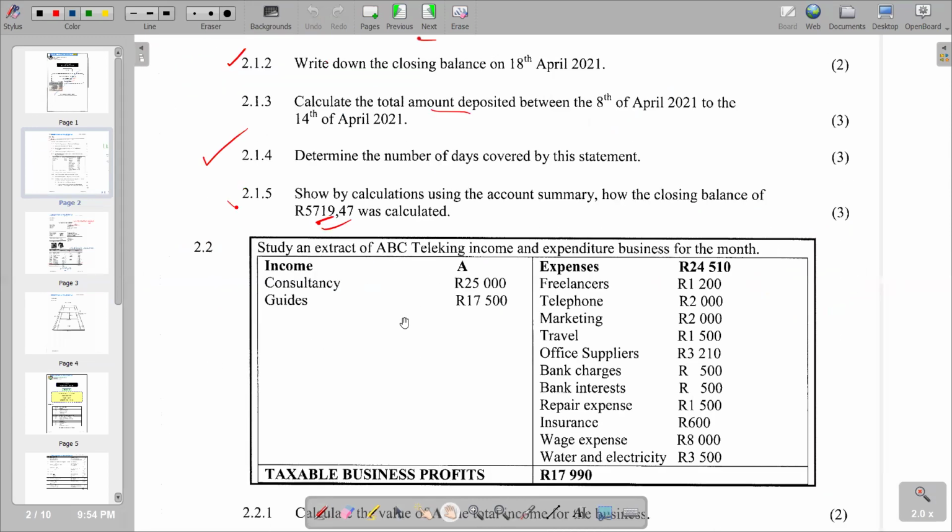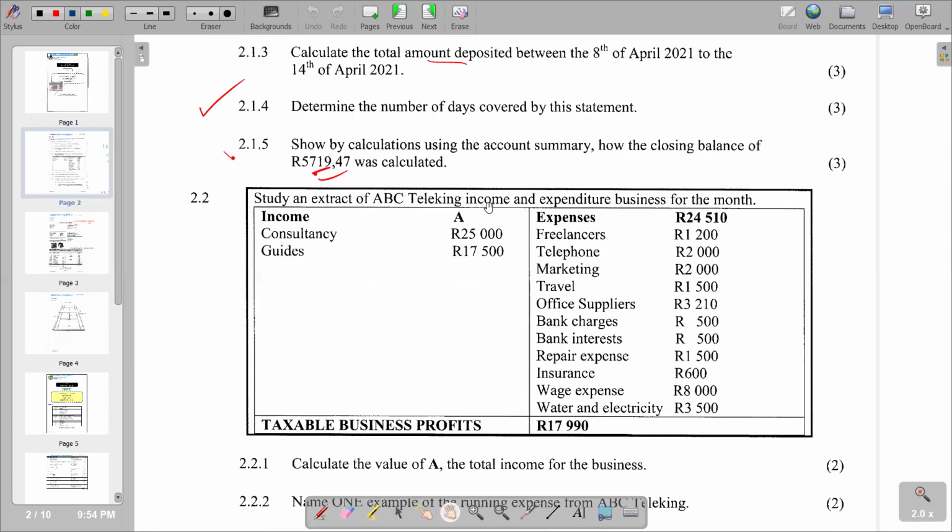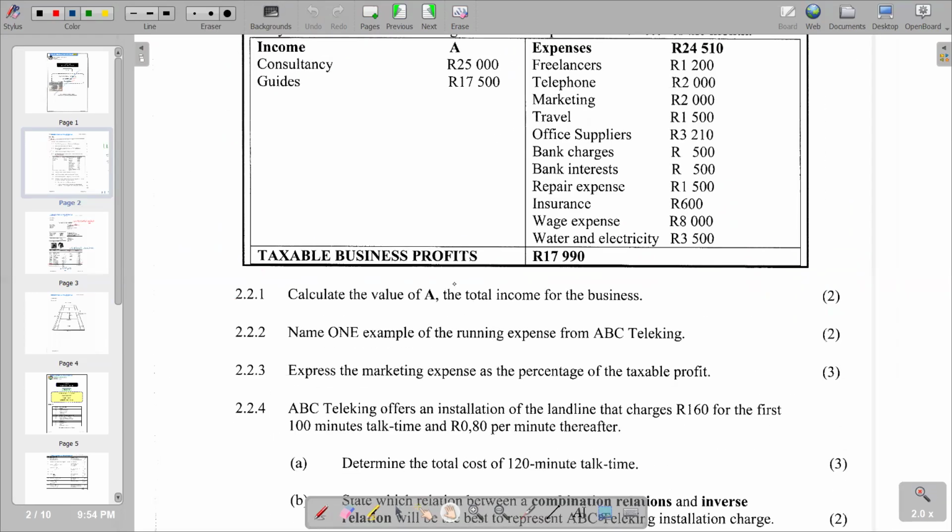Then we go to the second part of our question, which is now 2.2. 2.2 is an extract of ABC Telecom income and expenditure for the business for the month. So we've got the income section, and then we've also got the expense section, and then we have taxable business profits. We go to 2.2.1, calculate the value of A, the total income for the business.